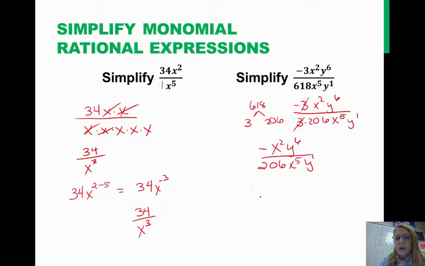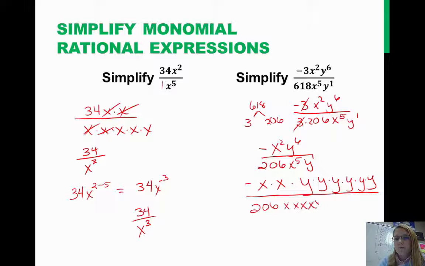So I could say x squared, and then y to the 6, so that makes 6 y's. And then I have 206 x to the 5th y. So I can cancel out 2 x's, and I can cancel out 1 y. So I'm left with negative y to the 5th on the top and 206 x to the 3rd on the bottom.